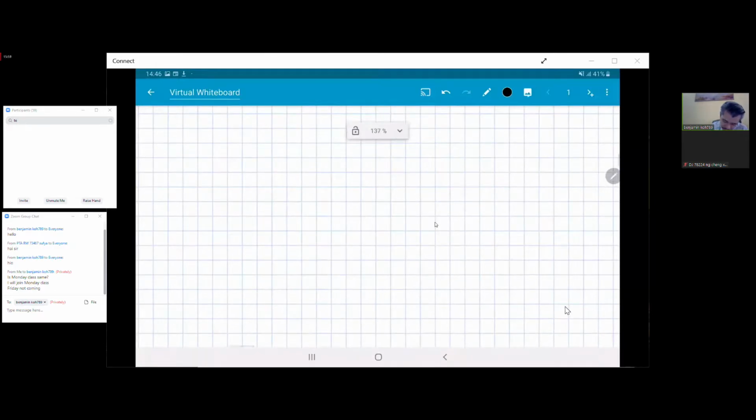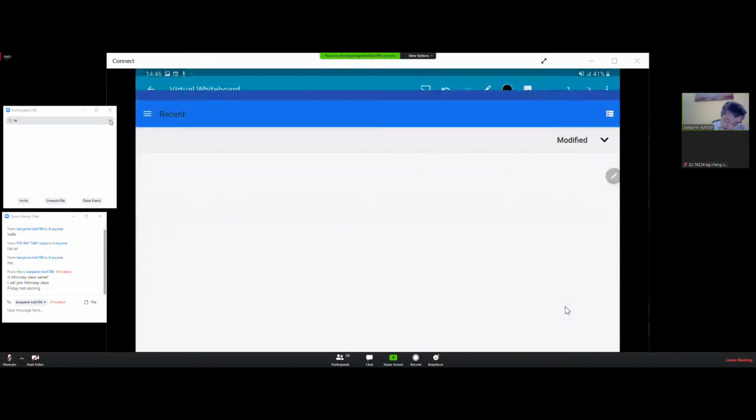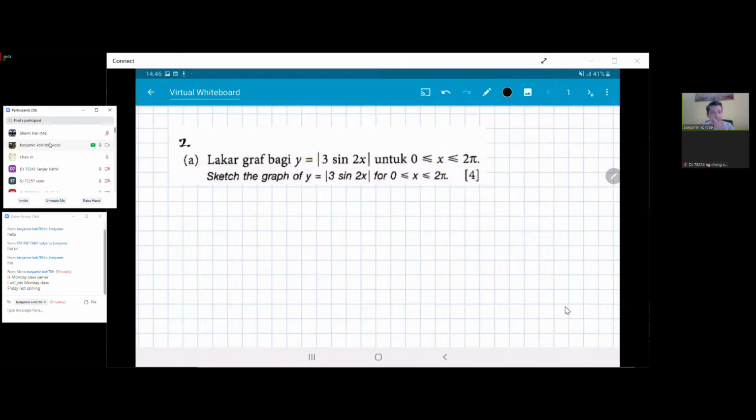There you go. Now, understand that here they say lakarkan graph bagi modulus 3 sin 2x. Now, number 1, some of you when you do this, your teacher may say bina jadual. Buku teks pun bina jadual. Tapi sebenarnya kita tak bina jadual. Why? Because it's a waste of time. Number 2, there is a domain. You have to obey the domain.